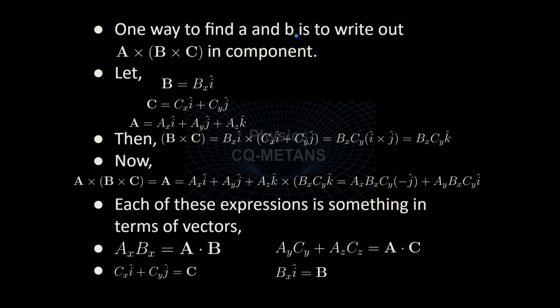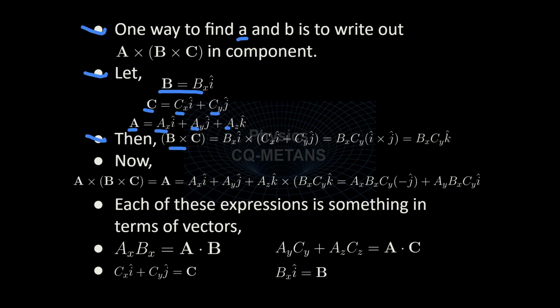Now, one way to find out this A and B is to write out this A cross B cross C in component form. Let us take one example. Let B is equal to Bx I cap, C vector is equal to Cx I cap plus Cy j cap, and vector A is Ax I cap, Ay j cap, and Az k cap. So this is the addition of these three.